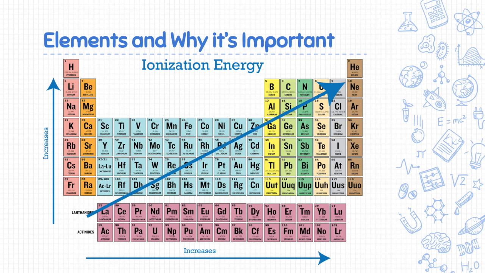Conversely, if you go down a group, so hydrogen to lithium or lithium to sodium, the ionization energy decreases. This is because another valence shell is added, and these valence electrons are much further away from the nucleus, giving a weaker attraction.